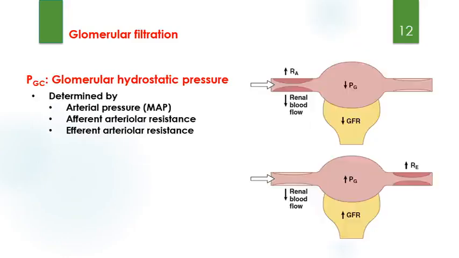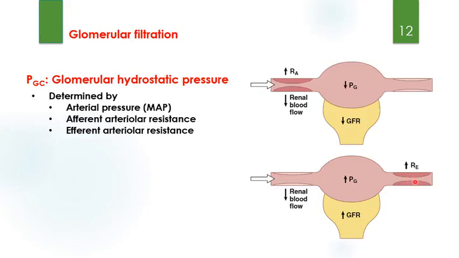But what determines the hydrostatic pressure in glomerular capillaries? It is mainly determined by the mean arterial pressure and also the resistance of the afferent and efferent arterioles. As the resistance of the afferent arteriole is increased, the blood flow overall will decrease to the glomerular capillary, and the hydrostatic pressure will decrease, and following it the GFR will decrease.